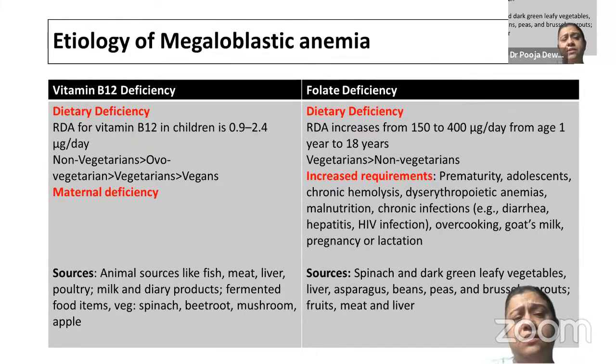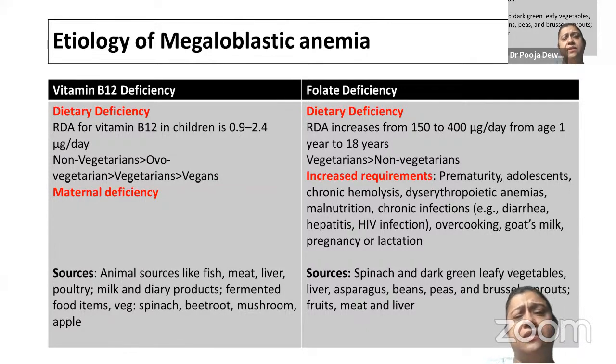This is because the source of vitamin B12 is mostly animal sources, which include meat, liver, poultry, eggs, milk products, and some vegetables like spinach, beetroot, mushrooms, and apples, and fermented food items are also good sources of vitamin B12.